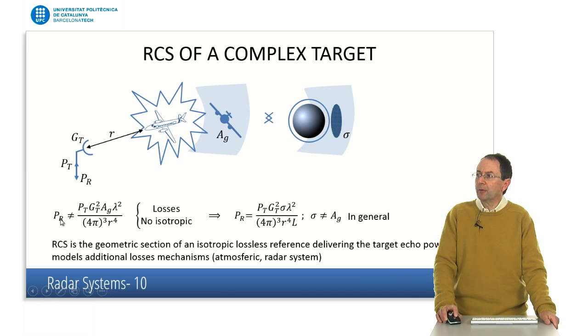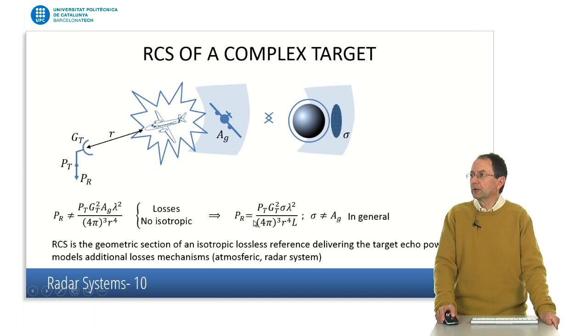So the received power is not actually reproducing the isotropic equation, because this target has losses and it's not isotropic. Then, what is done to define the radar cross-section of this object is to use an equivalent model in terms of the echo power. What we find is the size, or the geometric area, of the reference isotropic target that would equal the received power, the echo power, in the real target.